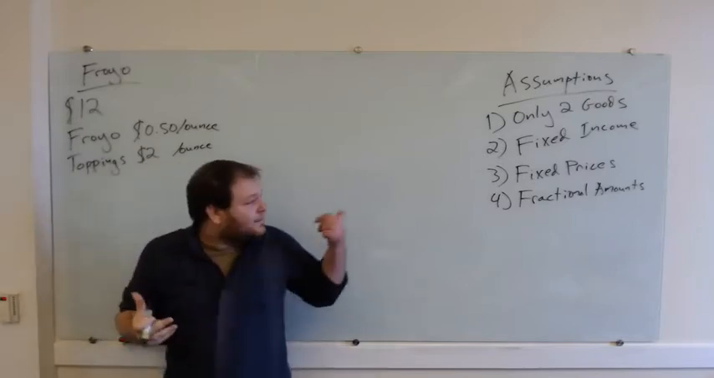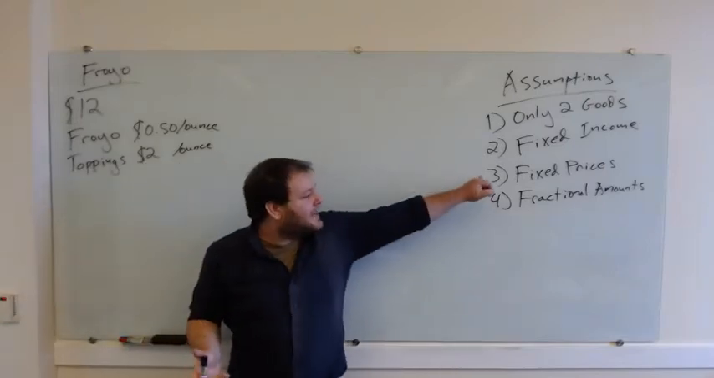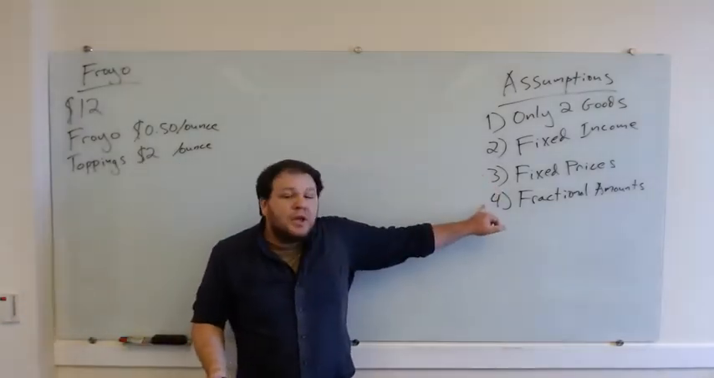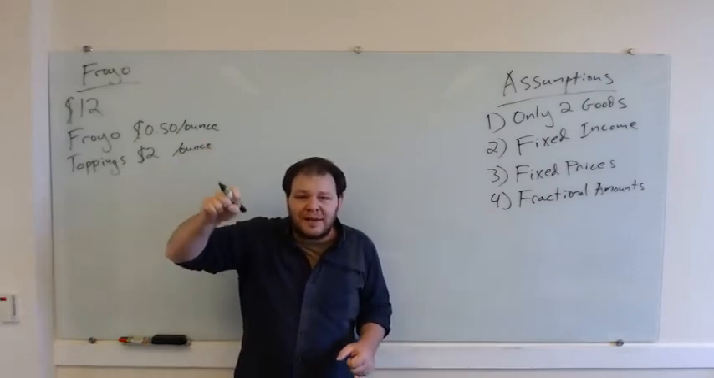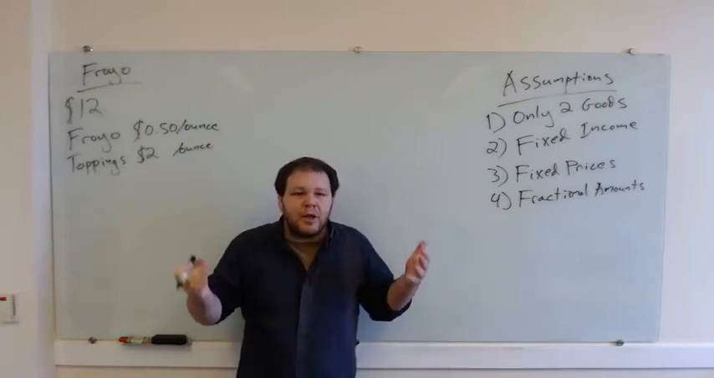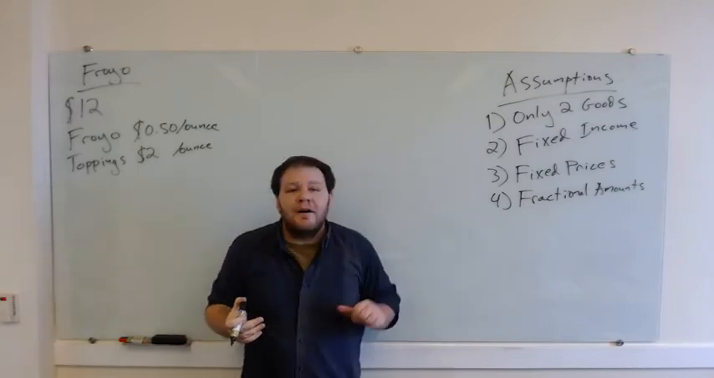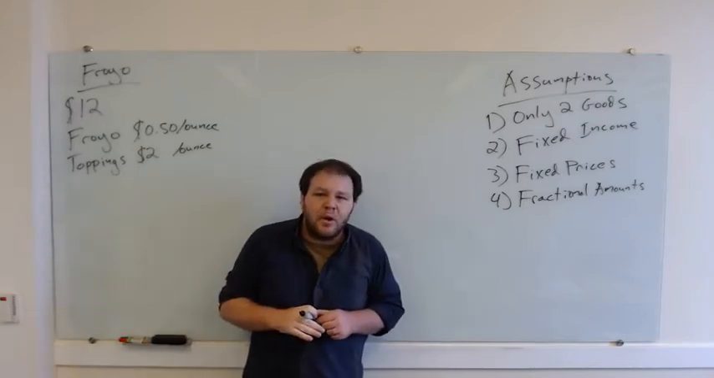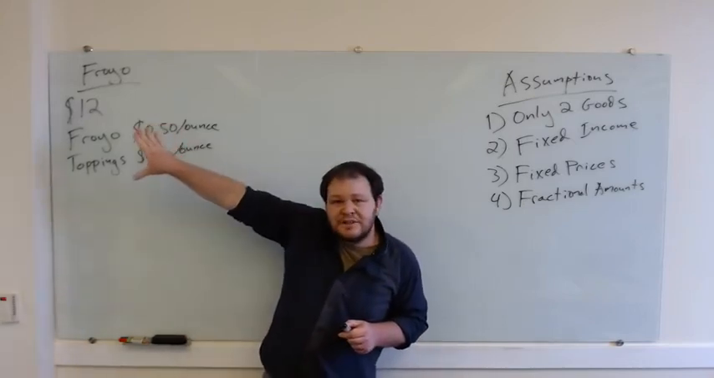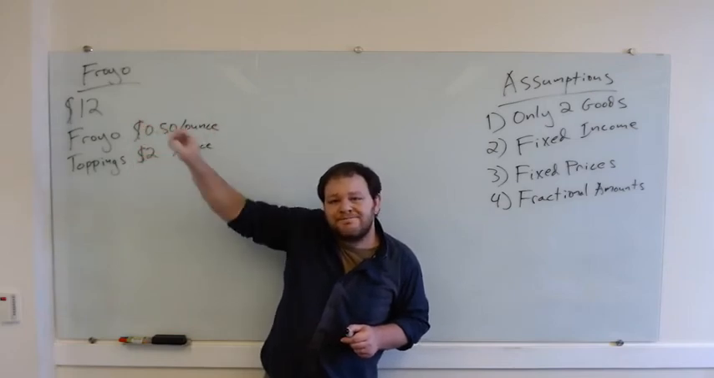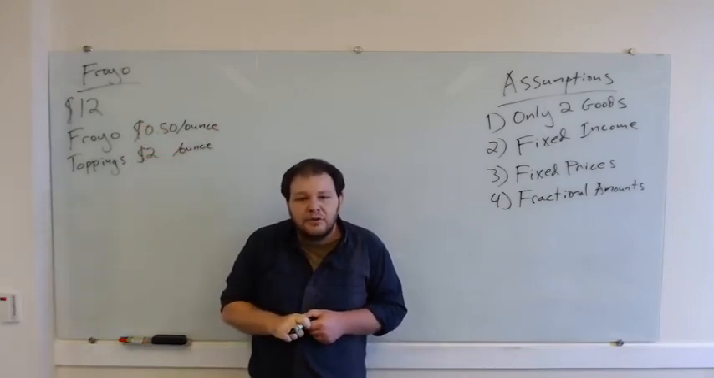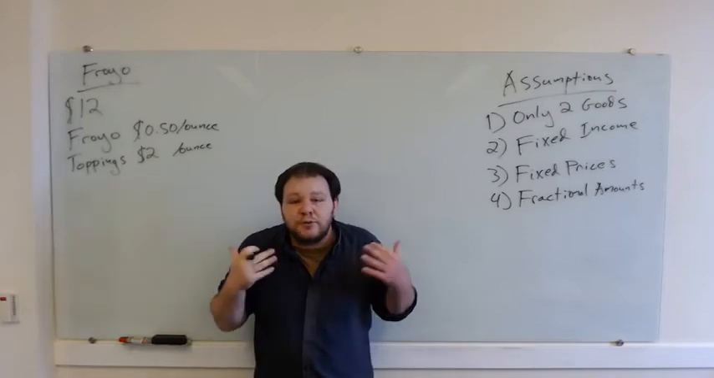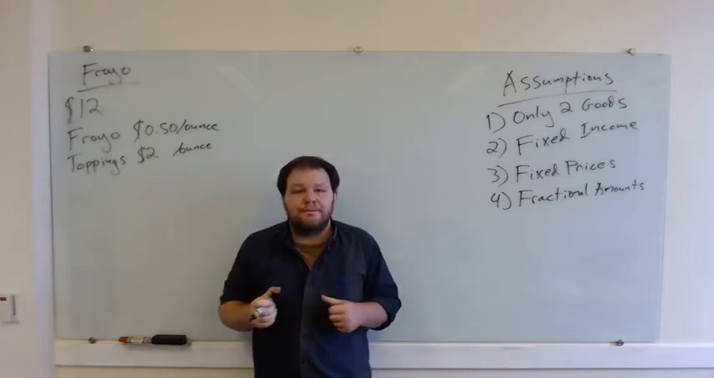Right, and so this is going to match our assumptions here, right? You can buy as much or as little as you want at fixed prices. You can buy fractional amounts, based on how long you hold down the spigot to let the froyo out. And you have a fixed amount of income. Great. Okay, so given this situation, let's think about what your feasible options are. How much froyo and how much topping you can afford to buy.